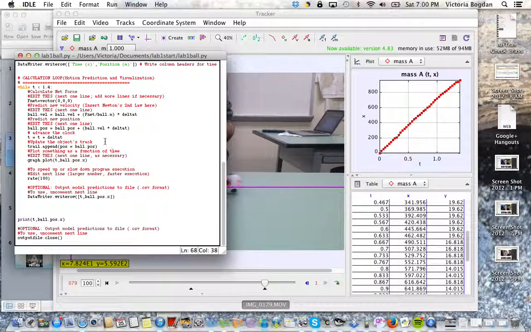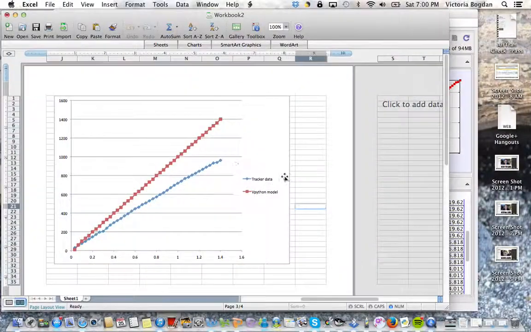So I put these two on a position versus time graph, and my Tracker data falls a little bit more short of the VPython model. And this could be for many reasons of forces unknown, the spin of the ball, but it's not exact.